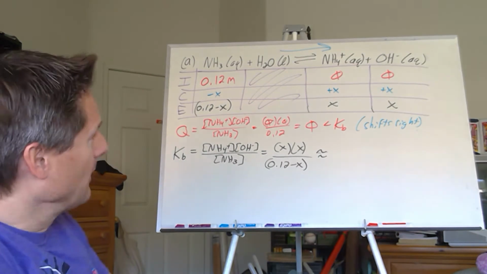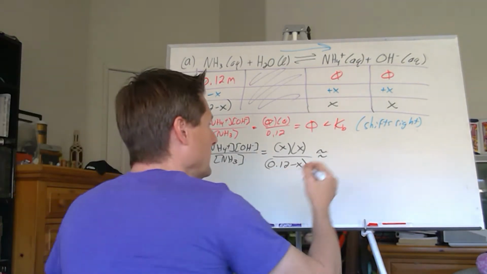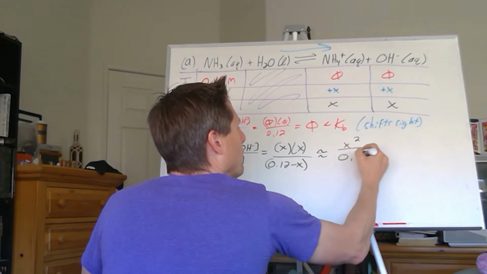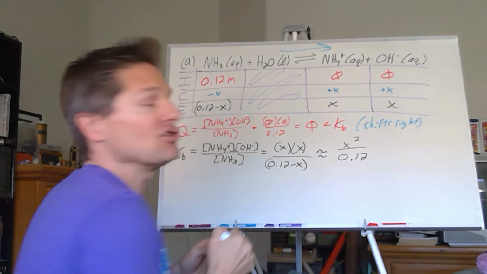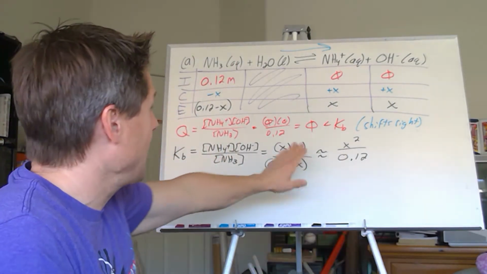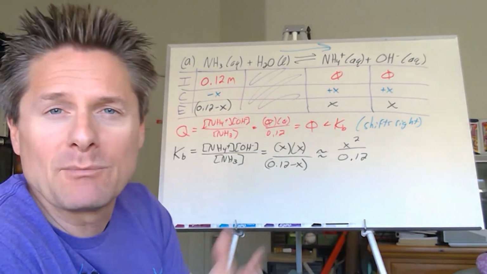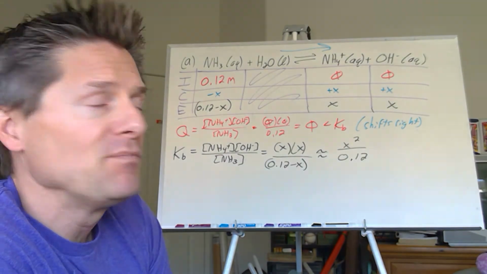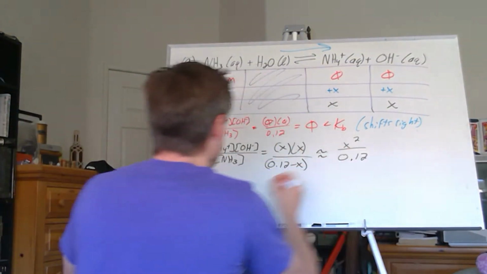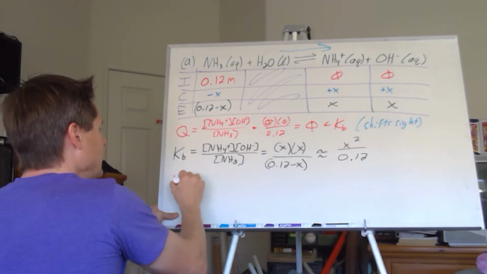We're going to make that assumption that X is really, really small. So X times X is X squared over 0.12. Let's test that assumption. You can go through and calculate X divided by 0.12 times 100. If it's less than 5%, we're good. Or you can do that shortcut if you want to. And I'll do this in 2 boards. Let's test the assumption.